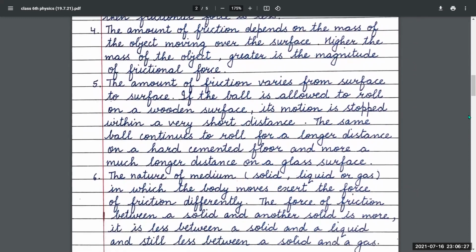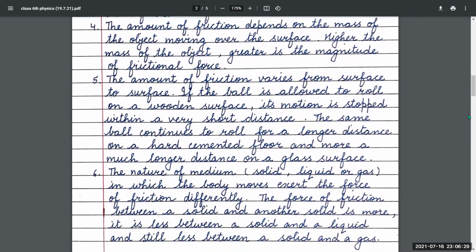Also, the amount of friction depends on the mass of the object moving over the surface. Higher the mass of the object, greater is the magnitude of frictional force. It means greater frictional force is opposing the motion of an object over the surface. The amount of friction varies from surface to surface.